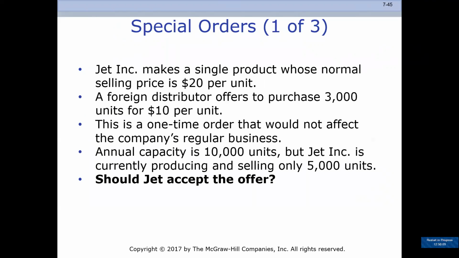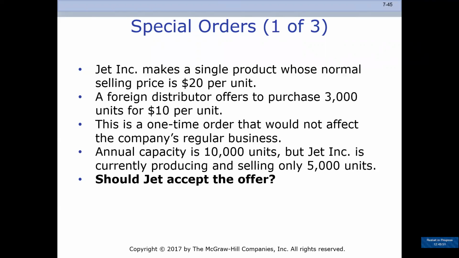Annual capacity is 10,000 units, but Jet Inc. is currently producing and selling only 5,000. So they're operating at 50% capacity. If they took this order, they'd be operating at 80% capacity. They'd be able to take the order in the sense that they have enough excess capacity to do it.